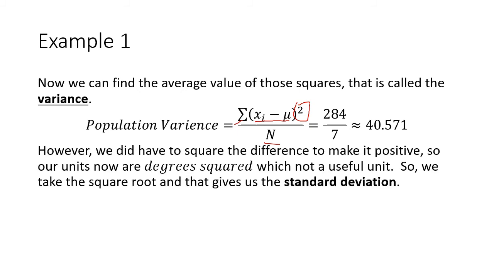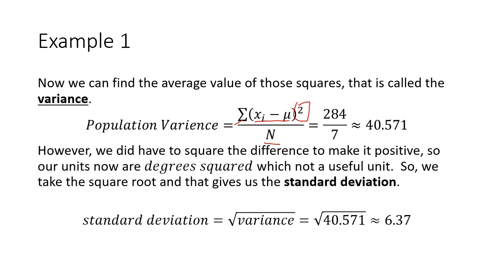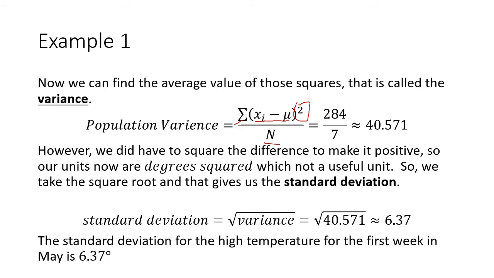Now, here's the thing, though. I squared those differences to make them positive, which means my units are now degrees squared. If I said the variance is 40 degrees squared, that's not particularly useful, because we want this in terms of just degrees and temperatures. So all we want to do now is take the square root. I squared it once, so now I have to take the square root, and that'll give us our standard deviation. The standard deviation is always just the square root of variance. In this case, the square root of 40.571 is approximately 6.37. So the standard deviation for the high temperature for the first week in May is 6.37 degrees.